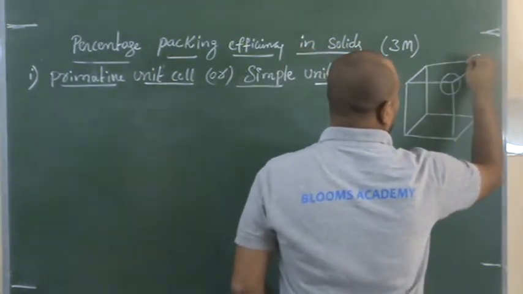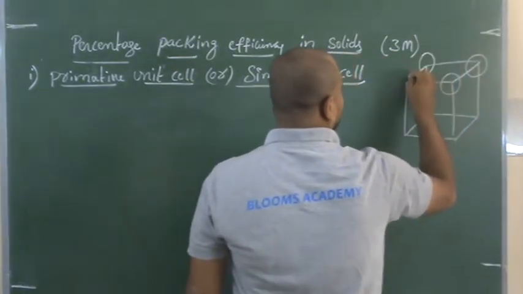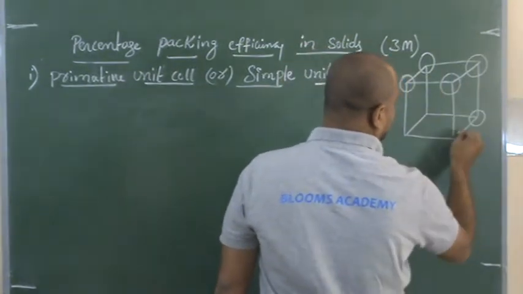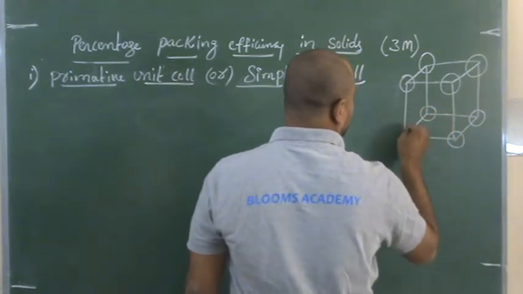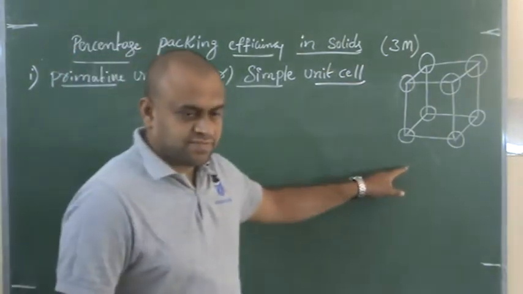One, two, three, four, five, six, seven, eight. This is primitive unit cell.